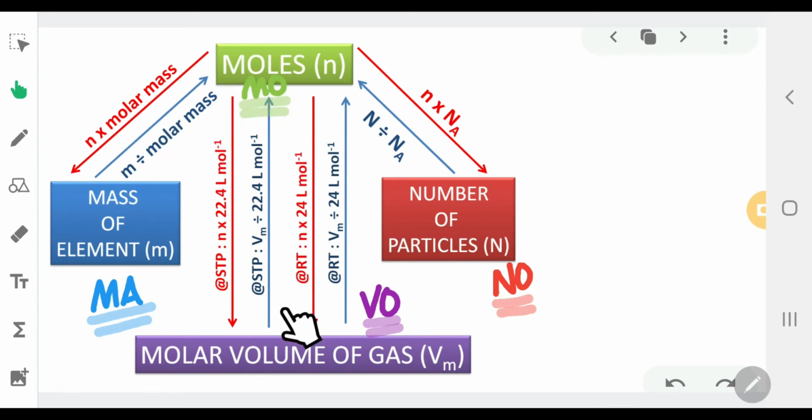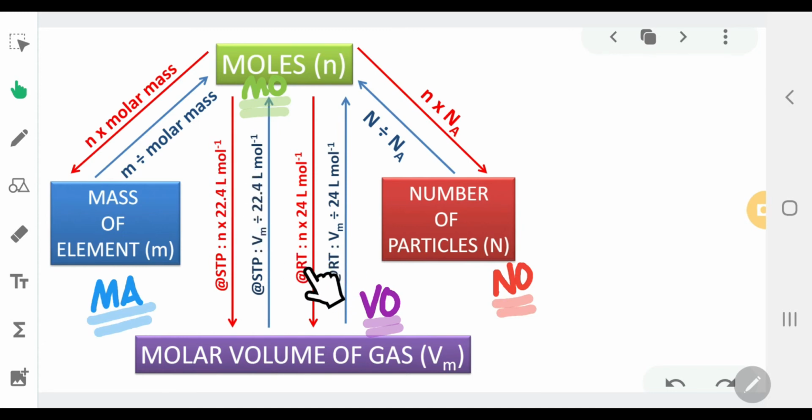This is the one I was talking about just now, the relationship between moles and volume of gas. When you go out from moles, you're going to times with a certain number depending on the conditions. For standard temperature and pressure, you take the number of moles and times with 22.4 liter per mole.